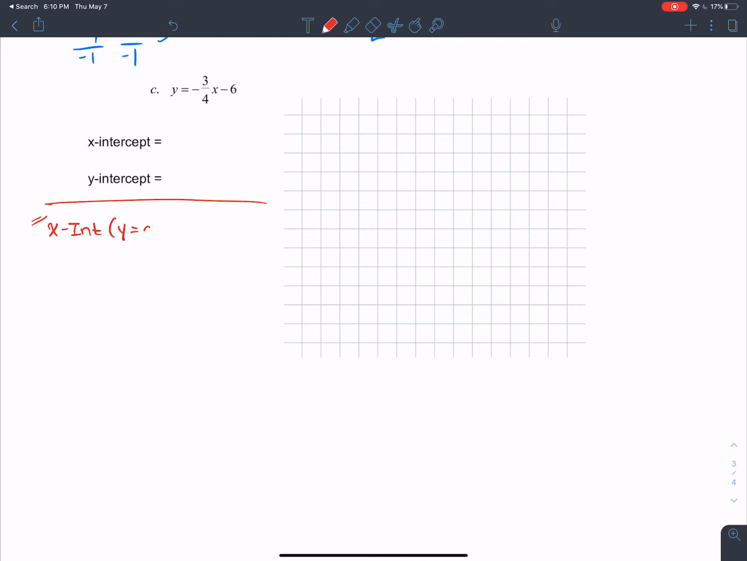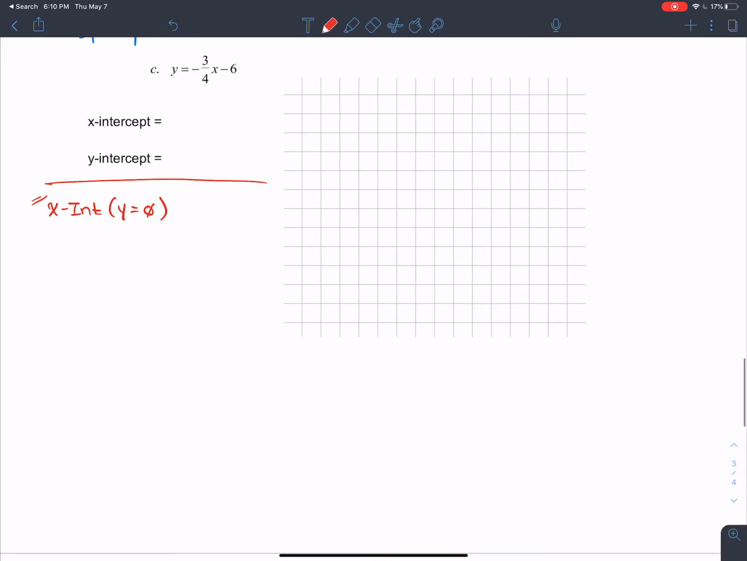So y equals 0. And here we go. So we're going to have 0 equals -3 over 4 x minus 6. We want to get x on its own. What's the easiest thing that we can move right now? What's the low-hanging fruit here that we can move?